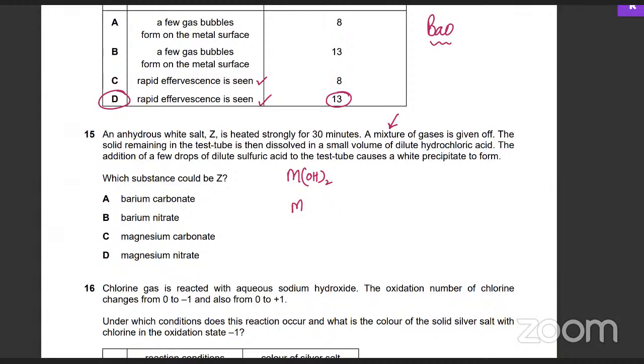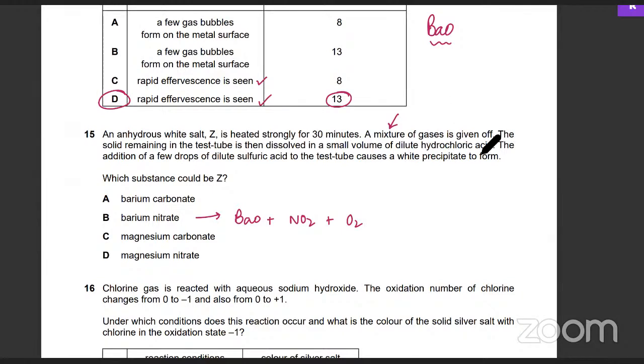A nitrate, sir. Okay, so that's going to be a nitrate because a mixture of gases will be produced. So you're going to get barium oxide plus NO2 plus O2, or same in the other nitrate as well. The solid remaining in the test tube is then dissolved in water.